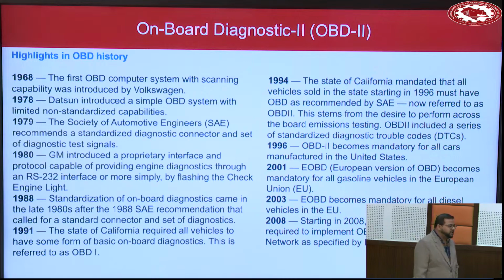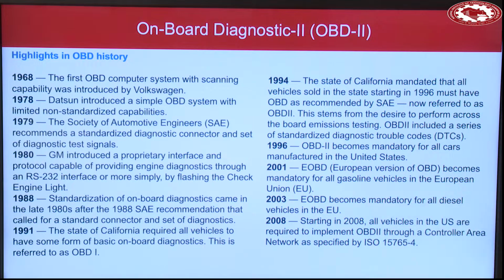Now, what is the need for this OBD? Again, we look at the history. It started in 1968. The first OBD computer system with scanning capability was introduced by Volkswagen. This is a vehicle from which company, which country? Can you Google it? It's a German company, yeah? So it started in 1968. They thought maybe there's a need to have an OBD port. We should be able to scan the vehicle, especially when it's running, and that will also help you understand the faults when something goes wrong in the system.